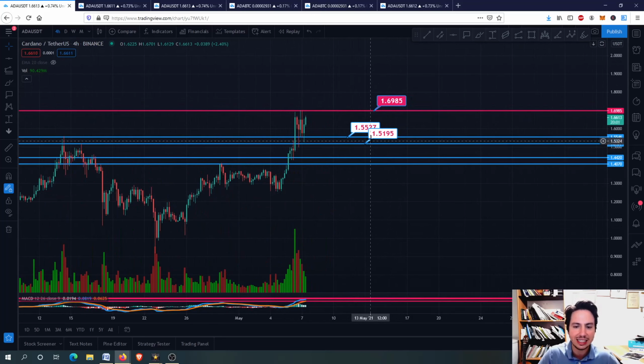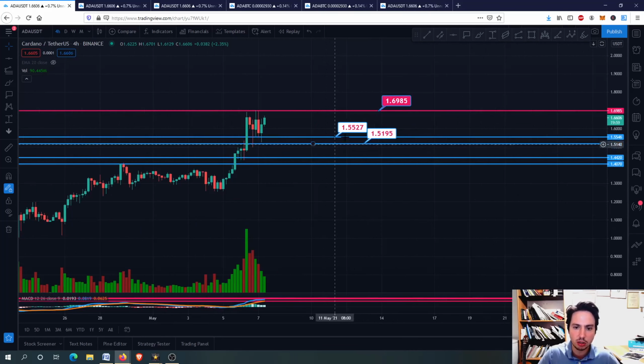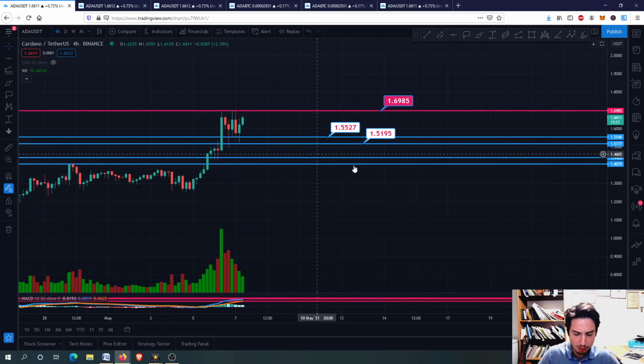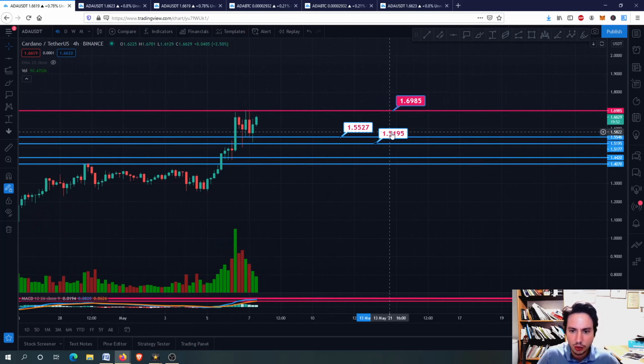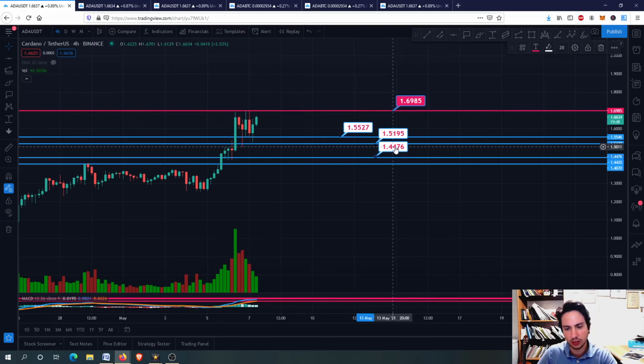Nothing more to discuss here. I won't take into consideration the lower lines here because I don't think we will retrace so much, but if we had to, then we would say that we have 1.47 USD as a support level.